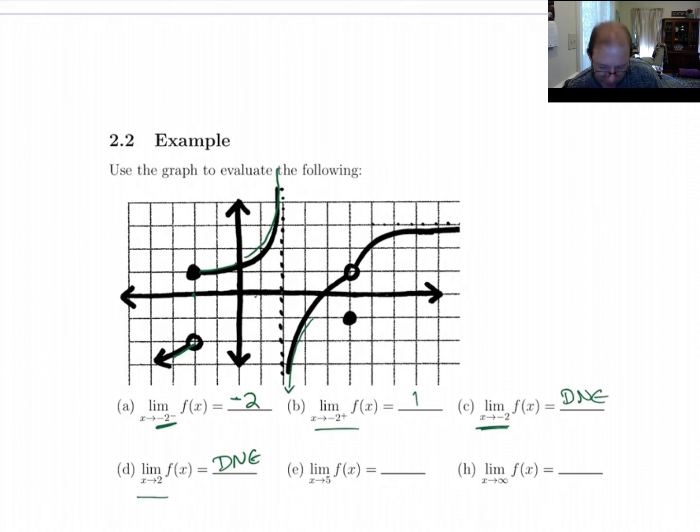All right, as x goes to 5, let's see, 1, 2, 3, 4, 5. As x goes to 5, if we approach from this side, or if we approach from this side, in both cases we're approaching this point which has a y coordinate of 1. And as x goes to infinity, we haven't talked about this yet, but it's hitting a horizontal asymptote. Looks like the y coordinate is approaching 3.